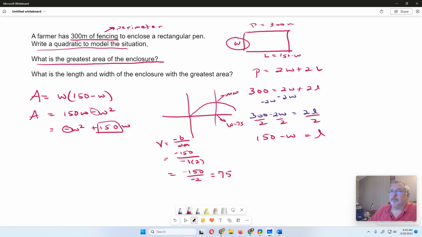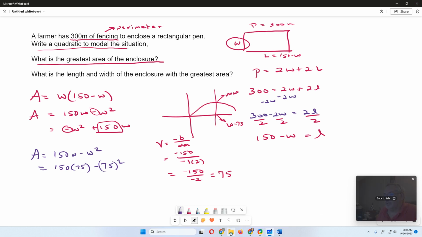And so what are we going to do now? We're going to substitute that into our formula. So let's change colors so we don't have everything the same. So I've got my area equals, let's rewrite that, 150w minus w squared. And so we'll have 150 times 75 minus 75 squared. And what I want you to do at this point is pull up Desmos or a scientific calculator. I've got the graphing one up.